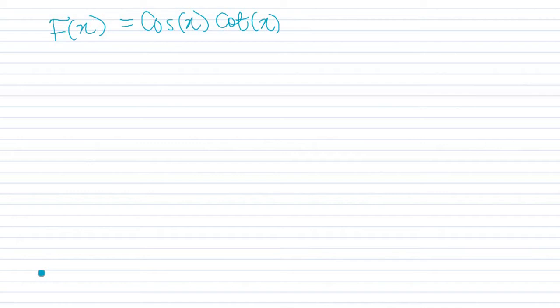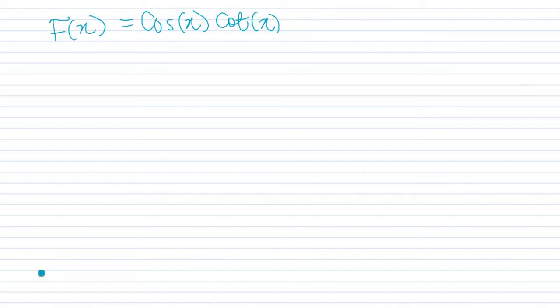Today we're going to be continuing this series on solving trigonometric functions using the product rule. As you can see on the screen, we have the question: f of x is equal to cosine x multiplied by cotangent x. The first thing you have to do is to observe the function. In this particular function, we have two trigonometric subfunctions, cosine x and cotangent x, multiplied by each other.